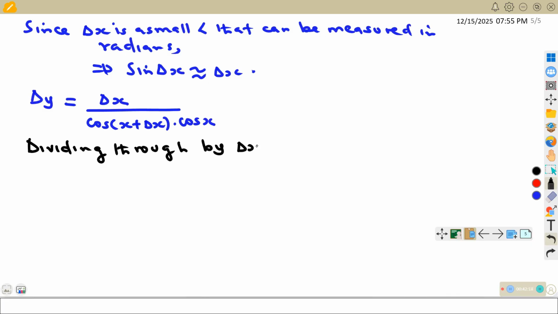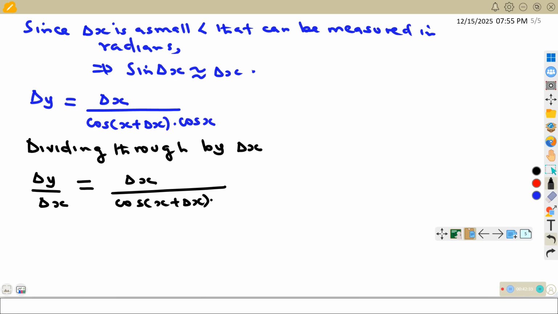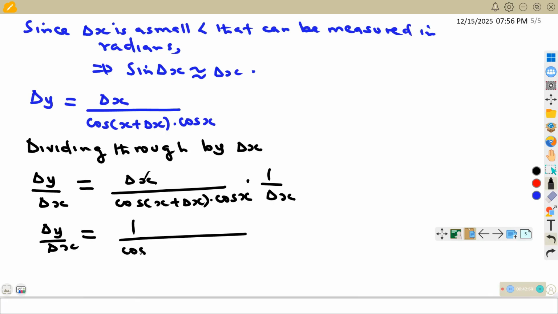Dividing through by delta x, we shall have delta y over delta x, which is equal to delta x over cos of x plus delta x times cos of x. But we are dividing through by delta x, so this delta x and this will cancel out. We shall remain with delta y over delta x, which is equal to 1 upon cos of x plus delta x, and then times cos of x.